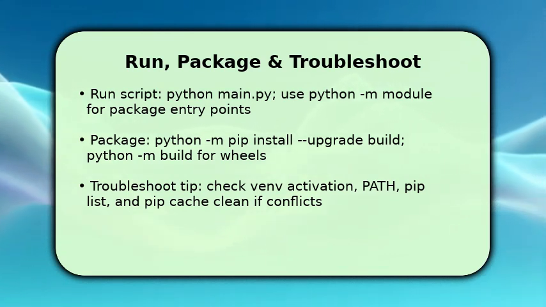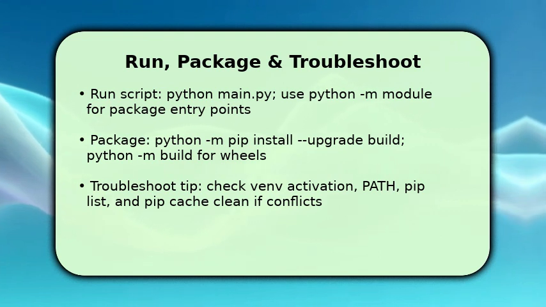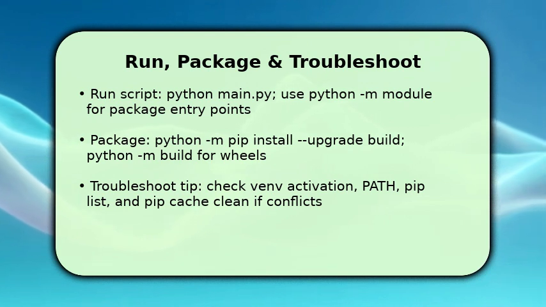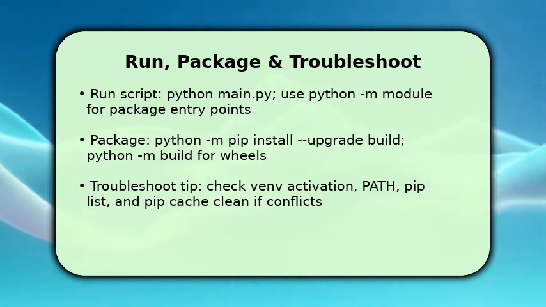When packaging, upgrade build and run python -m build to produce wheels and source archives. For deployment, use pip install dist/*.whl inside a fresh environment to confirm portability.